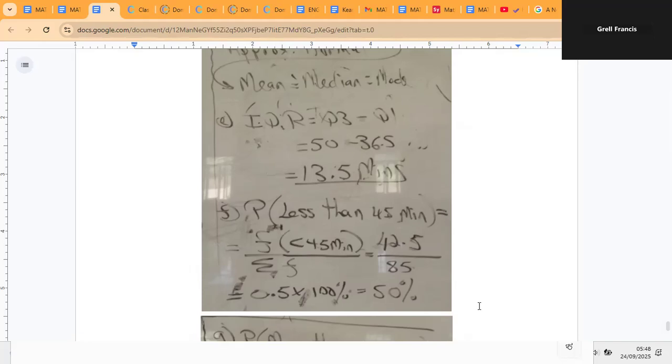Then part F, we would have to calculate the percentage or the probability that an athlete completes in less than 45 minutes. So to do that, we have to go back to the cumulative frequency graph to see how many athletes complete in less than 45 minutes. And then we have to divide that by the total number of athletes, which is 85.